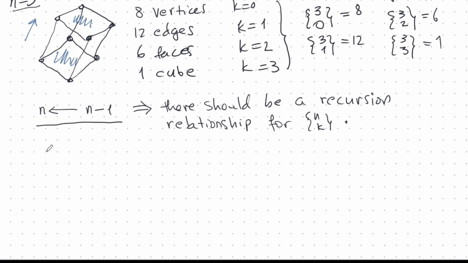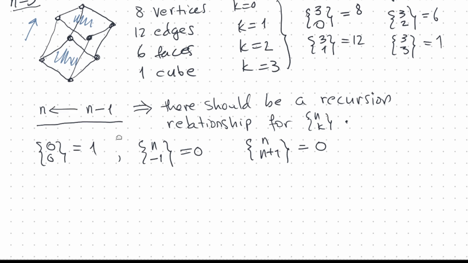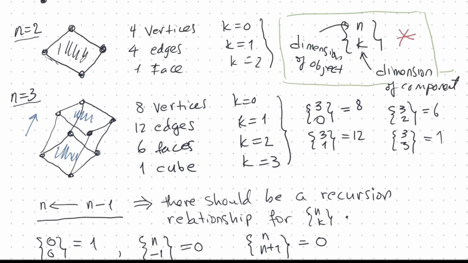Well, before we get into that, let's settle a few things. So 0,0, we'll define that to be 1. And anything with a negative dimension for a component, that's going to be 0 because we don't have those. There are no components with negative dimension. And also anything where the dimension of the component is larger than the dimension of the object, that's also impossible, so there's 0 of those. We'll see that here. For example, how many cubes in this square?